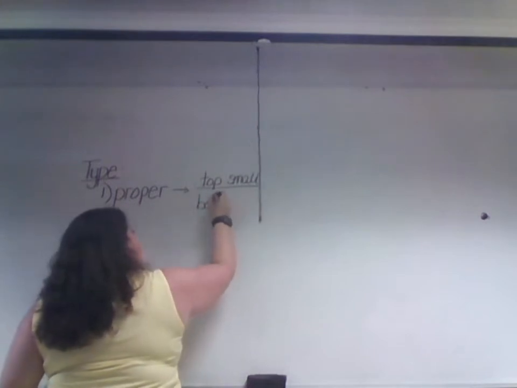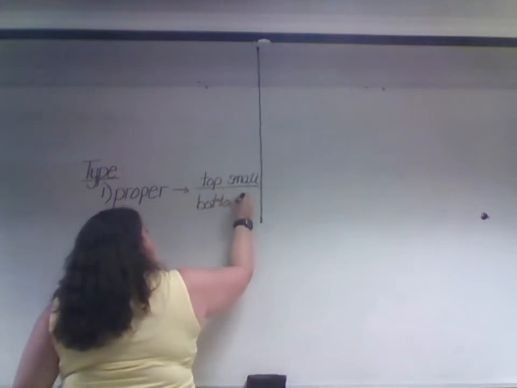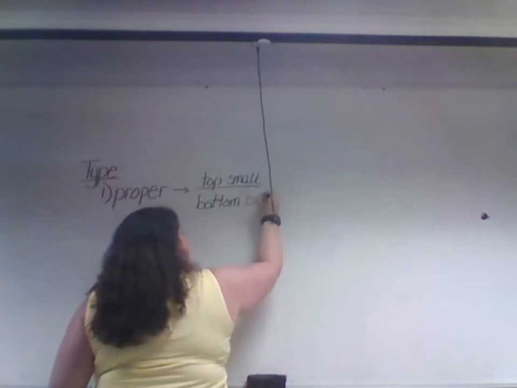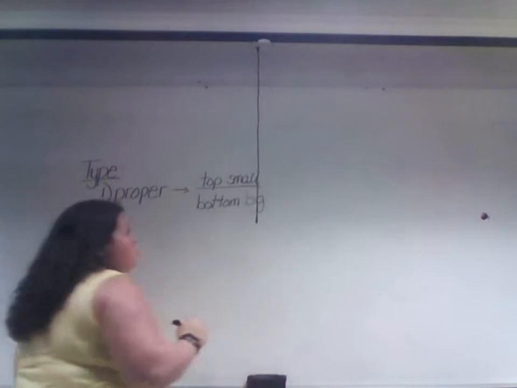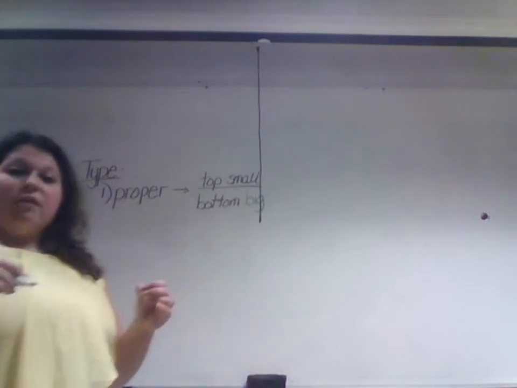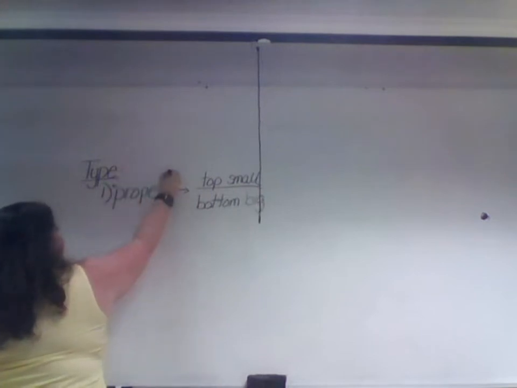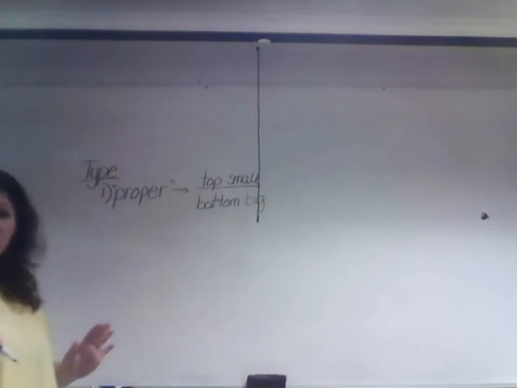So this is exactly what we want to have happen. We want the top number smaller than the bottom number. So the numerator is smaller than the denominator. And again, remember, this is just my word. This isn't a book word.